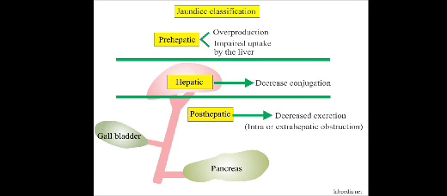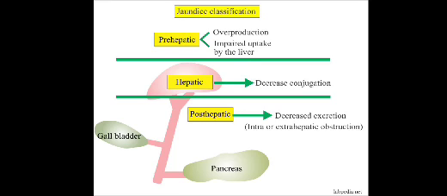The classification is prehepatic, hepatic, and post-hepatic. So what is prehepatic? There are two possible causes of prehepatic jaundice. One is overproduction of bilirubin, and the other is impaired uptake by the liver.